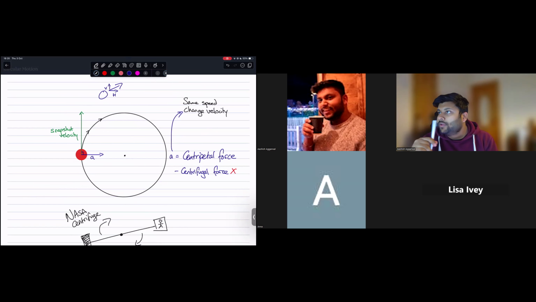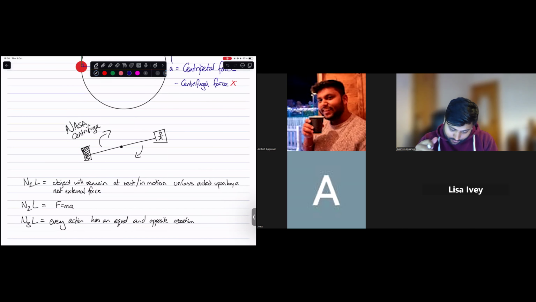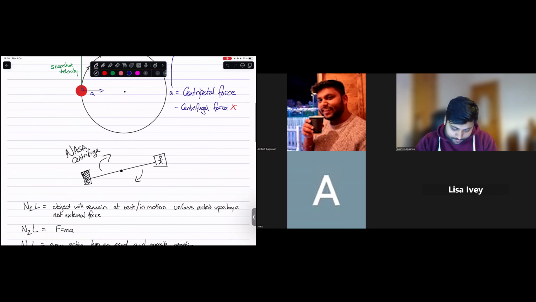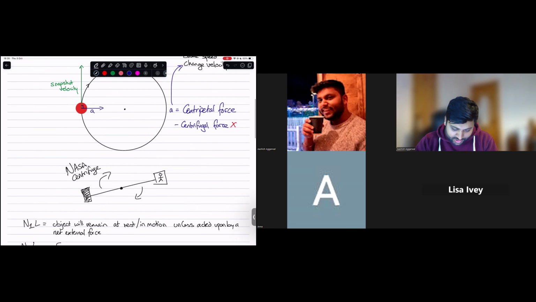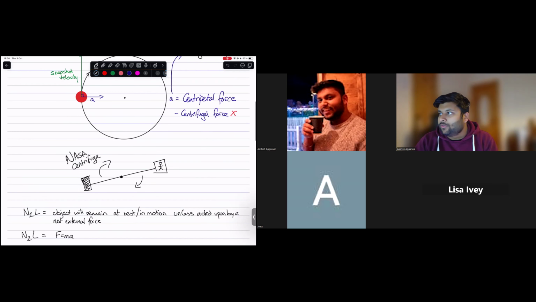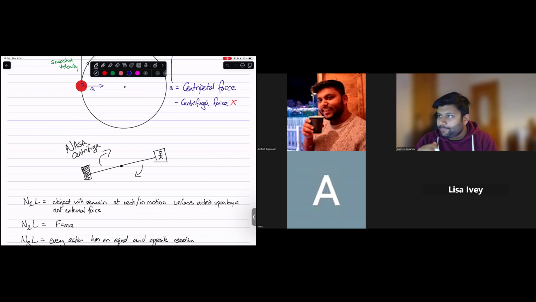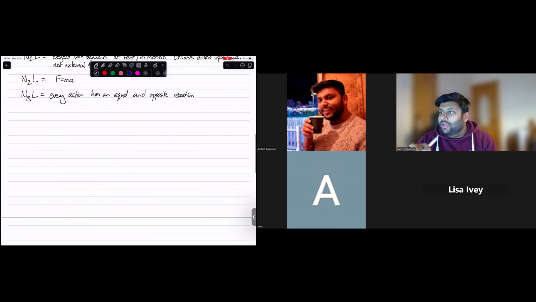So from Newton's first law, this is remaining in motion, but it's perpendicular, so it's not actually affecting the speed. It's the same kind of concept we talked about. But because it's accelerating, there's got to be some force acting on it, and this force is centripetal force, and it always acts towards the center. Okay, good.